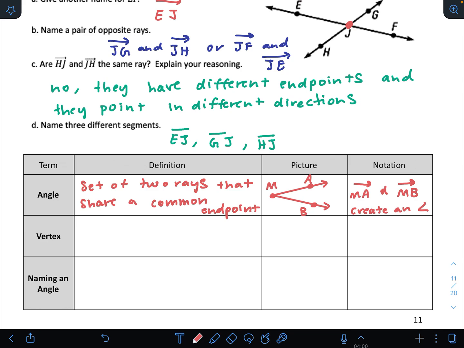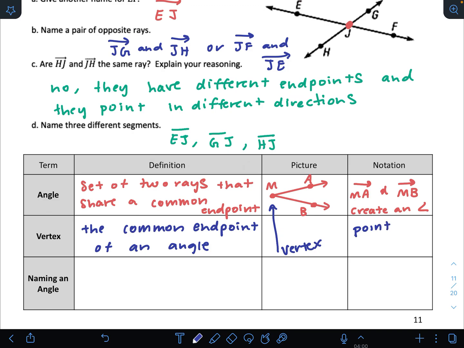Now we're going to talk about some vocab that's angle specific. So first we have vertex. That is what we call that common endpoint. So it's the common endpoint of an angle. And so for our picture, I'm just going to actually refer to the picture above. It's the common endpoint. So M would be the vertex. And I can also write that for notation. Point M, capital M, because it's a point, is the vertex.